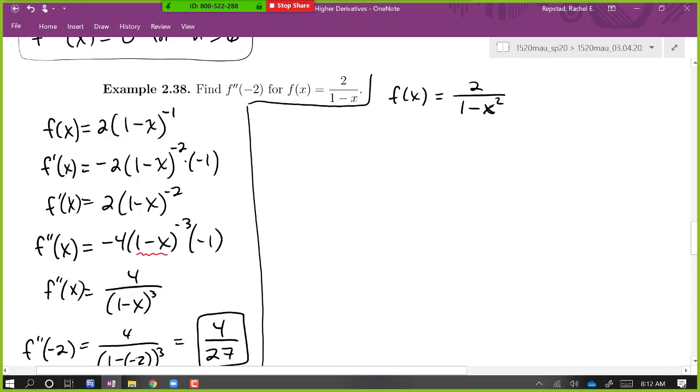Now, when we find the first derivative, the same technique will work, right? There's no x on top, so it's to my advantage to bring that bottom up and write it as a product, and then I don't even have to use a product rule or anything. So I write this as f of x equals 2 times 1 minus x squared to the negative 1. And then when we find f prime of x, who wants to start us off?